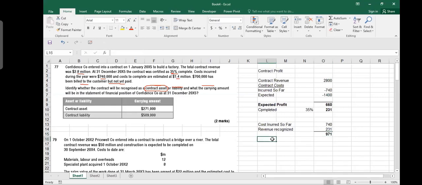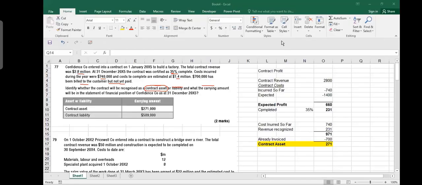Out of that, you have already invoiced. From that amount, you already have given an invoice, which is 700,000. It says 700 you have already billed. So you subtract this number. This 271 is called your contract asset. So this is the accrued income. This is the amount which you have earned but not yet invoiced to the client. You call it a contract asset. 271,000 should be your answer.